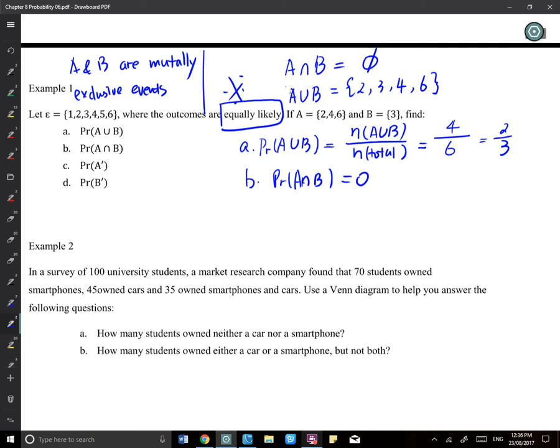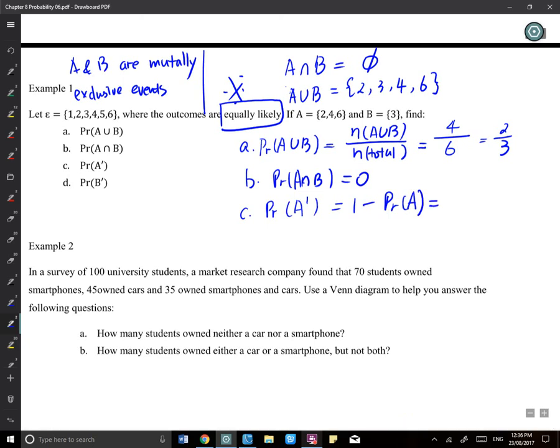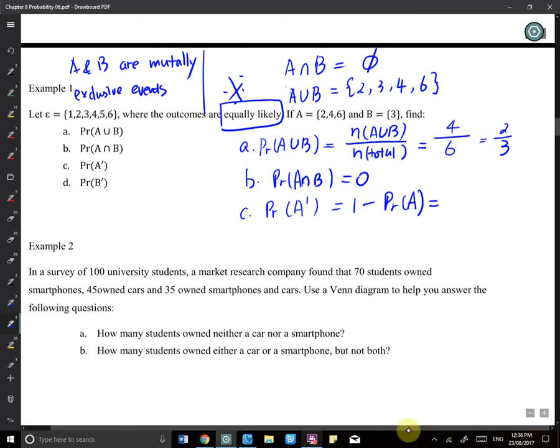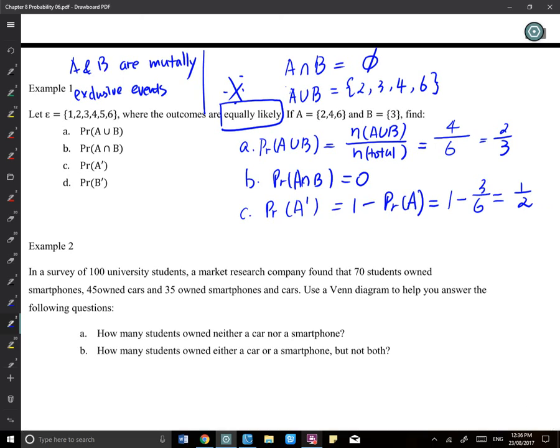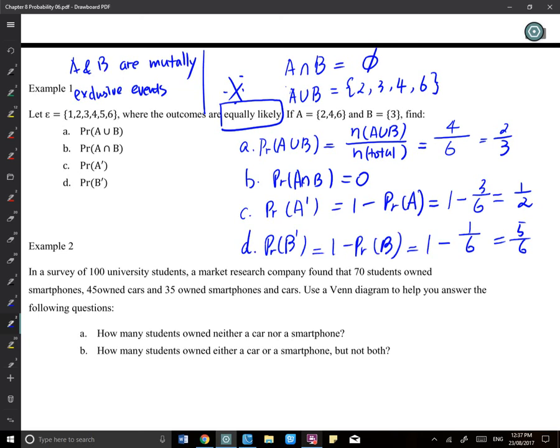Probability of A dash is 1 minus probability of A, as I explained before. So what is 1 minus probability of A? It is 1 minus a half, which is a half. How can I say that's a half? It's 3 on 6, the number of elements in A over the total elements, which gives me a half. Probability of B dash is 1 minus probability of B, which is 1 minus 1 on 6, which is 5 on 6. Probability of A dash always equals 1 minus probability of A.